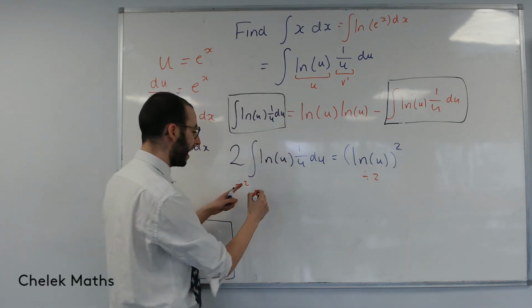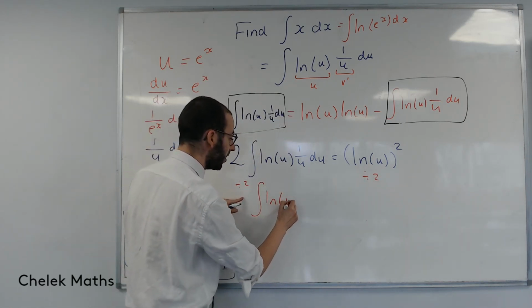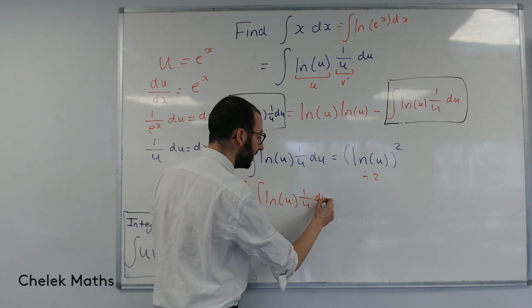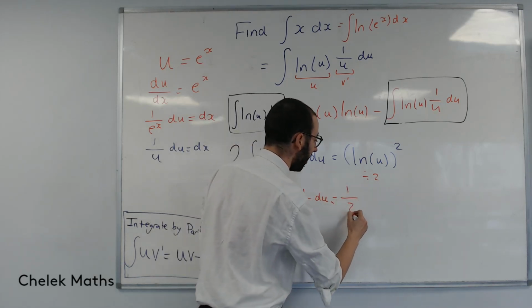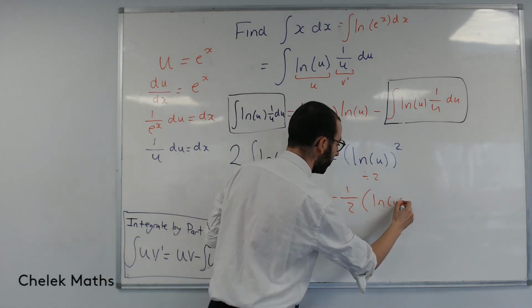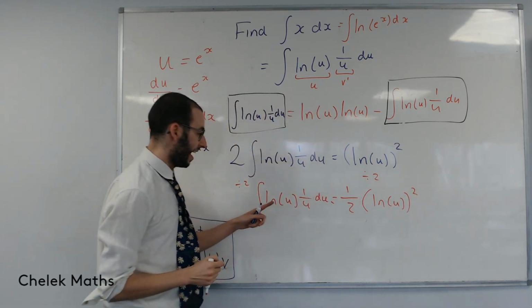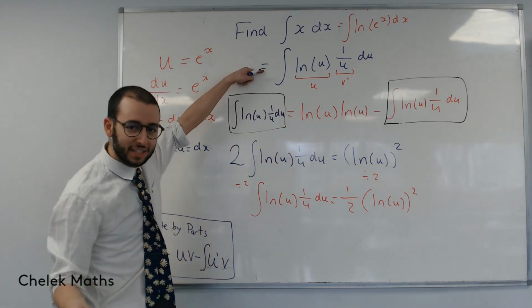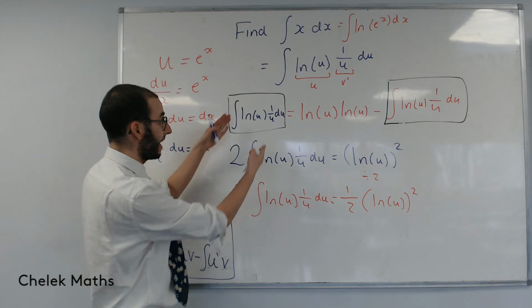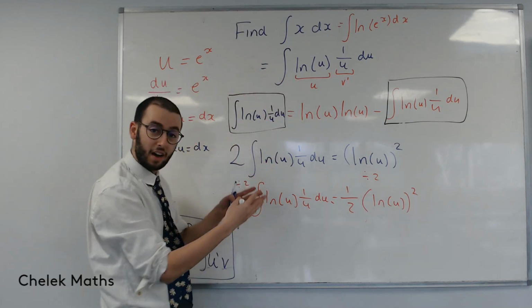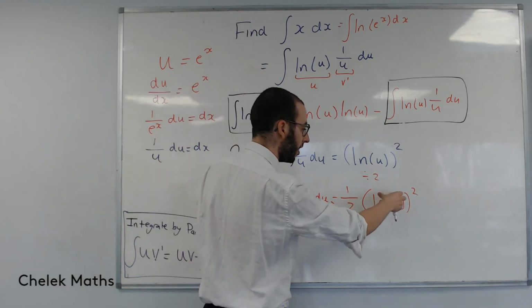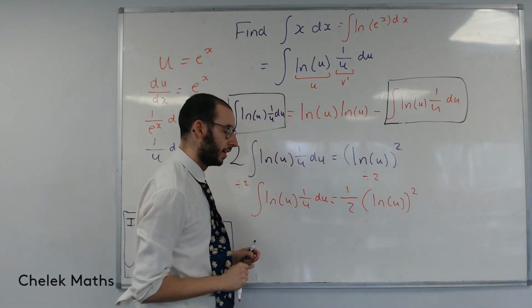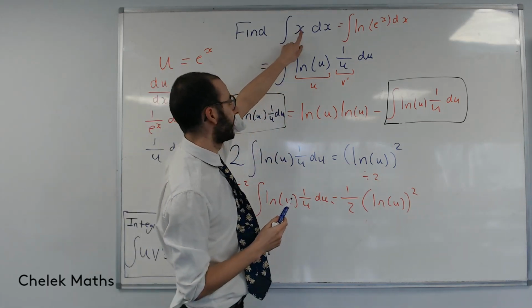Because now we're going to get that the integral of ln u times 1 over u du is actually equal to a half of ln u squared. And remember, this is just what we were trying to do right at the beginning. So we found that the integral of this, after a bit of hard work, is equal to half ln u all squared. But we're not finished because we're trying to integrate in terms of x.